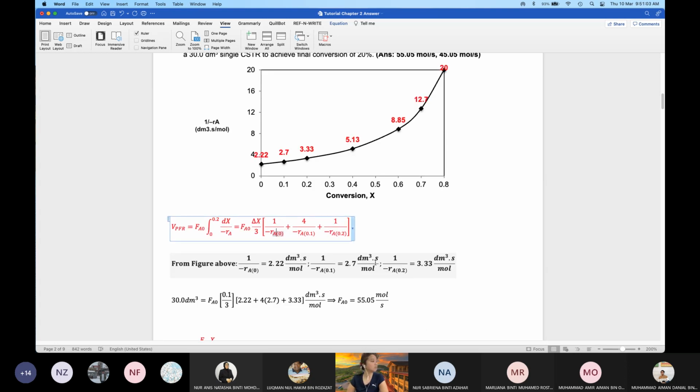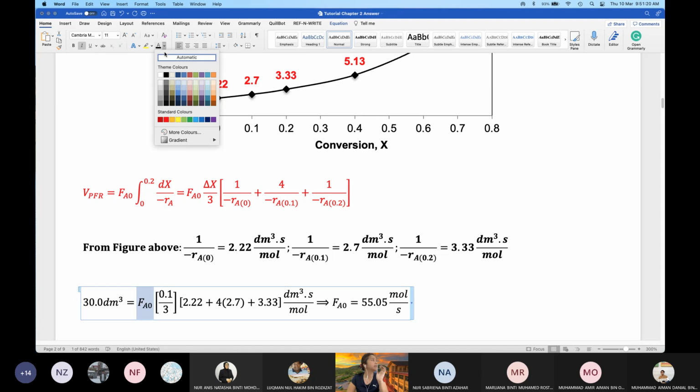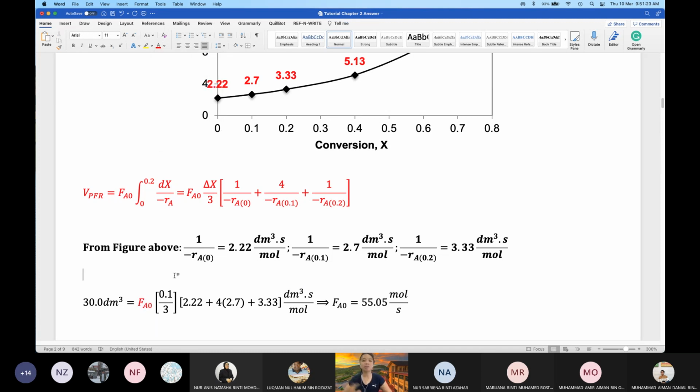You just substitute inside. So the volume of my PFR is 30 dm cube, given in the question. We want to find FA0, which is what we need to find, so we leave FA0 as it is. You must remember, in a mathematical equation, if you have one equation, you can only solve it if you have only one unknown. If you have more than one unknown, the equation can never be solved. One equation, one unknown, you can solve. One equation, more than one unknown, you can never solve. So the other parts of the equation, you must already know their values. I already know V, the volume. FA0, I want to find.